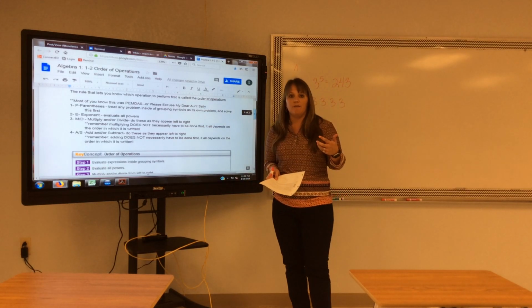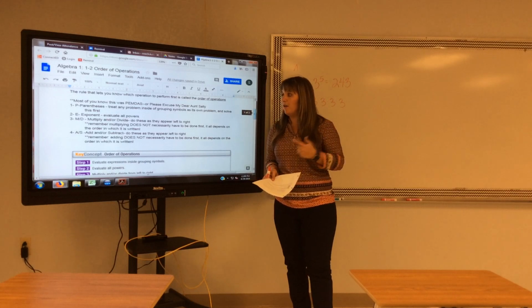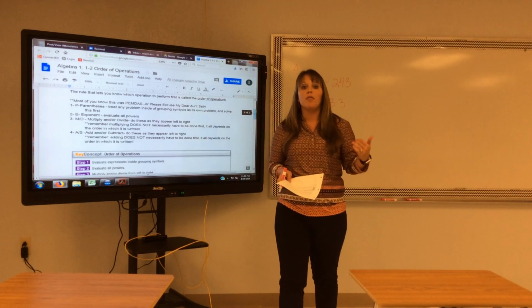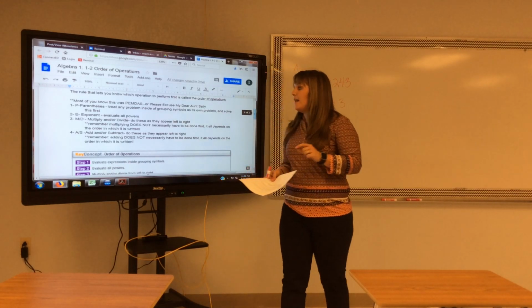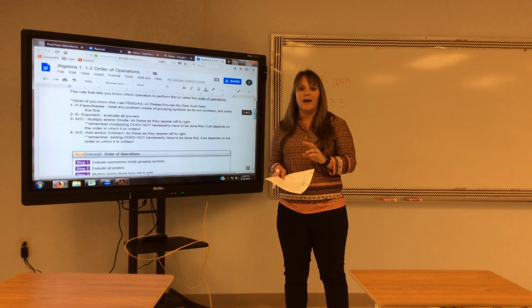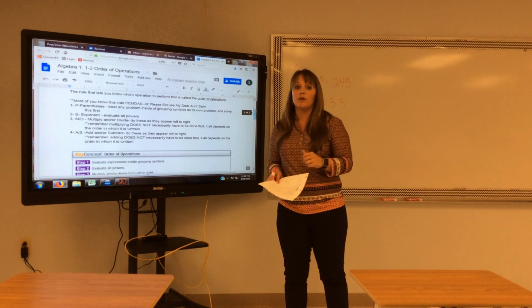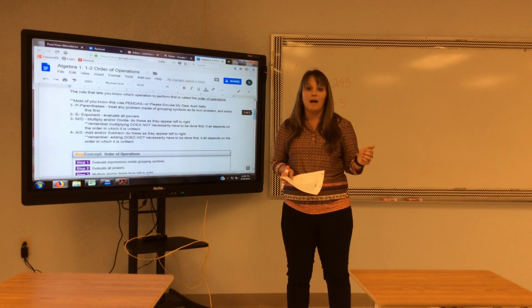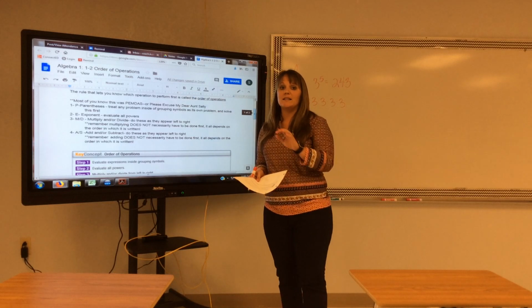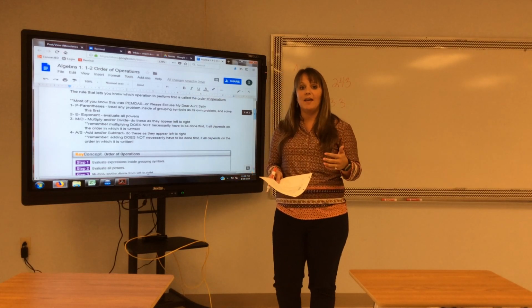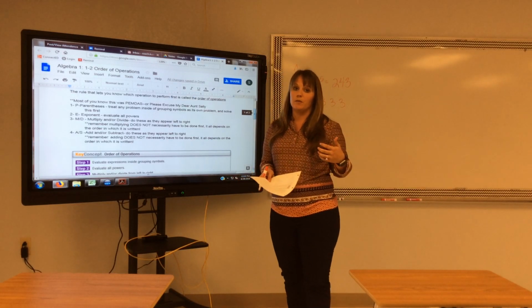Next, you move on to evaluating exponents, and you get rid of all the powers. And then MD, multiply and divide, go in together. So it doesn't necessarily mean that you need to do all the multiplication first before you go to the division. That's not how it works every time. Multiplying and dividing are together, and you solve them from left to right.